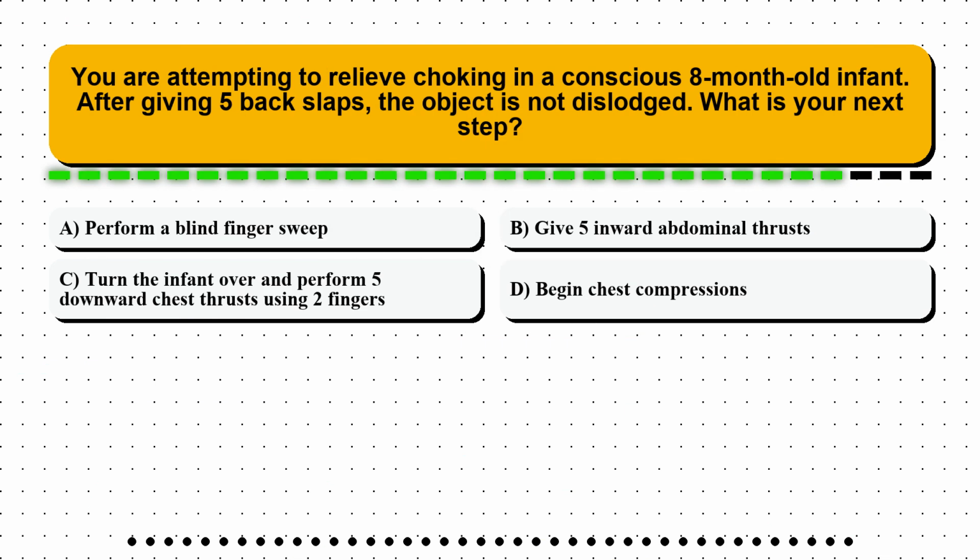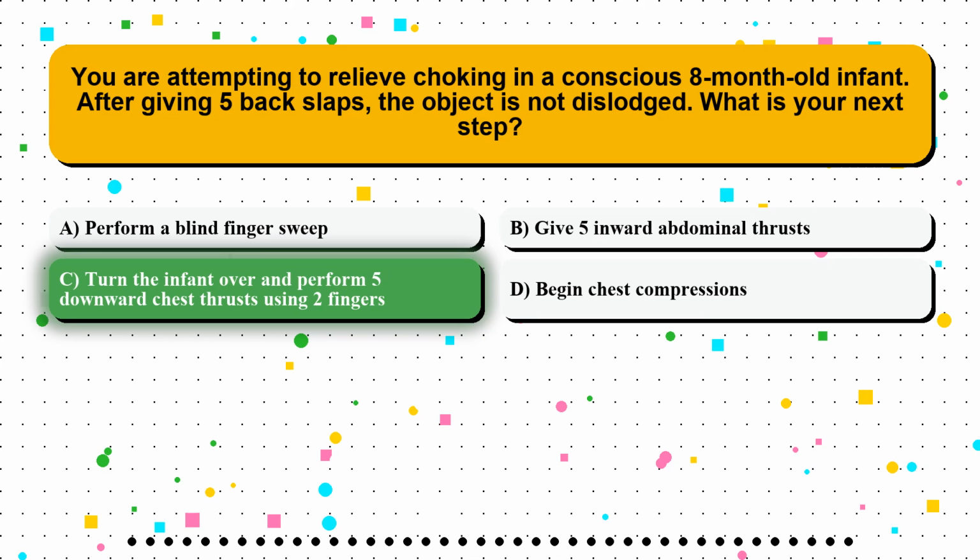Question 24. You are attempting to relieve choking in a conscious 8-month-old infant. After giving 5 back slaps, the object is not dislodged. What is your next step? Option A. Perform a blind finger sweep. Option B. Give 5 inward abdominal thrusts. Option C. Turn the infant over and perform 5 downward chest thrusts using 2 fingers. Option D. Begin chest compressions.